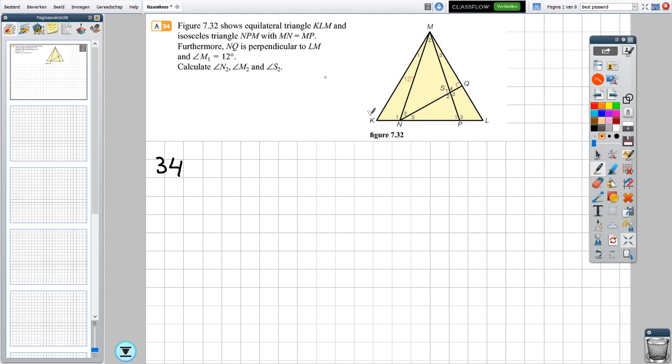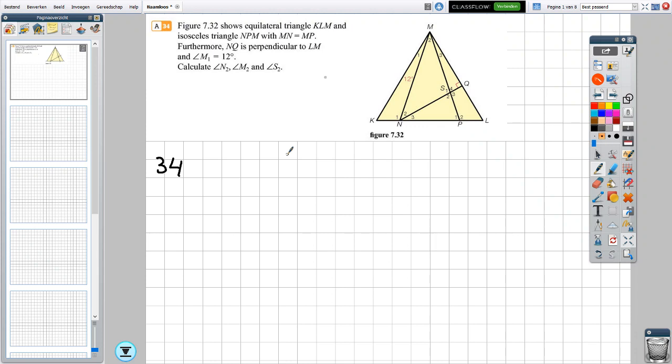Because they say that triangle KLM is an equilateral triangle, een gelijkzijdige driehoek. And inside of that we have isosceles triangle NPM with MN equals MP. So those are the legs, this is the base, and right here I have the vertex angle. And they give you that this angle is 90 degrees and M1 is 12 degrees. Calculate N2, M2 and angle S2.